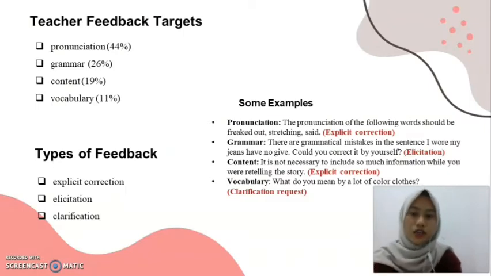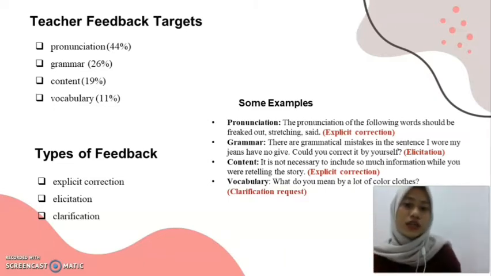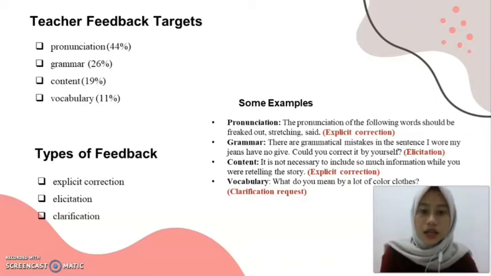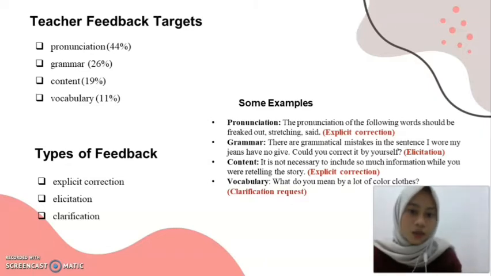An analysis of teacher feedback targets shows that CF was most frequently concerned with pronunciation 44%, followed by grammar 26%, content 19%, and vocabulary 11%. There are three types of feedback that occur naturally in the data: explicit correction, elicitation, and the last, clarification request. There are some examples of linguistic target and CF types.